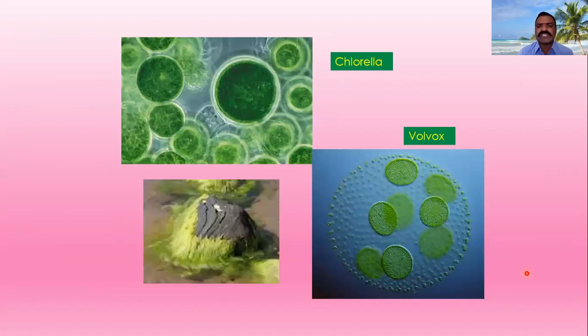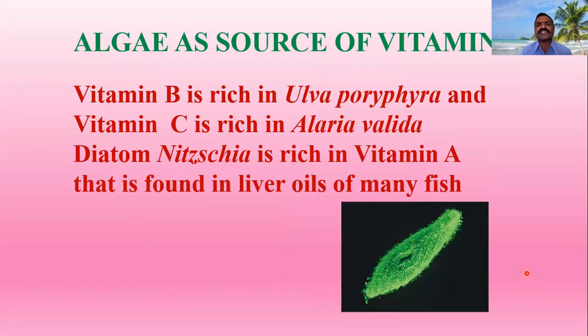algae members. In this image, what we observe are Chlorella and Volvox. Volvox colonies we already studied in our first semester. Algae are a source of vitamins: vitamin B is rich in Ulva and Porphyra, and vitamin C is rich in Alaria valida, and diatoms like Nitzschia are rich in vitamin A, which is found in liver oils of many fishes also.